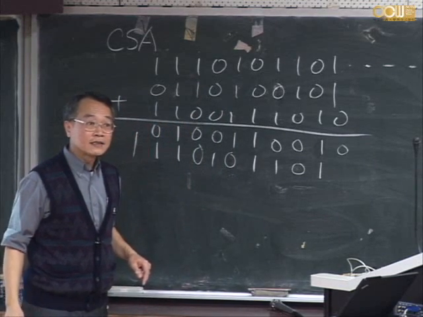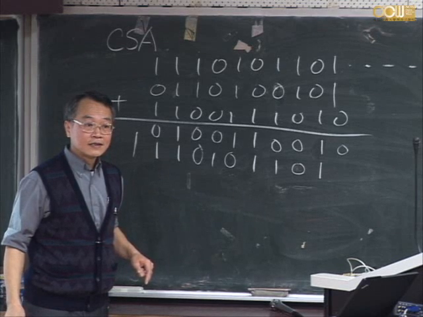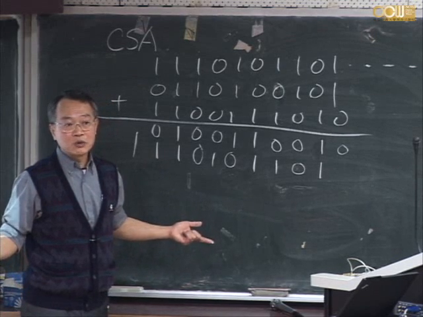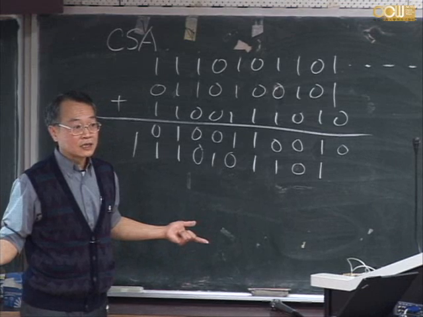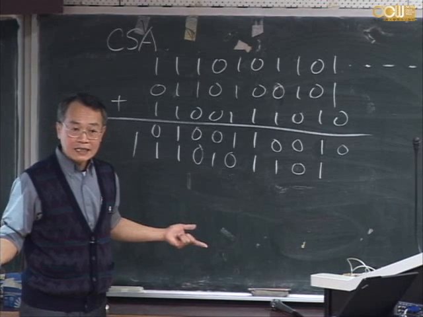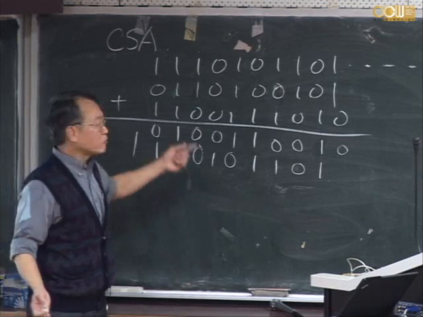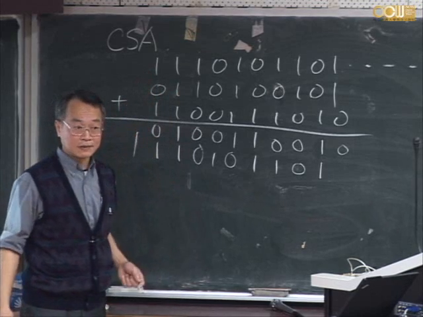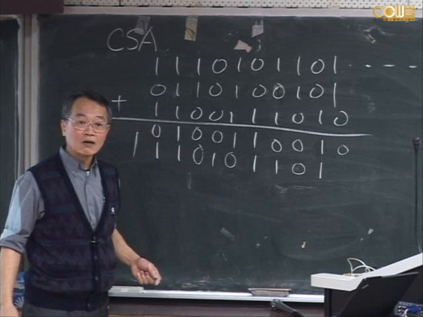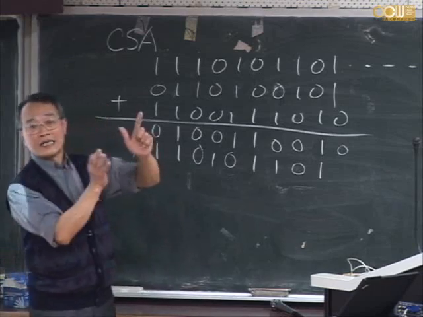Is that fast? No relationship between bit positions. And what did I get? From 3 operands to 2 operands. In how long? In 1 gate delay time.